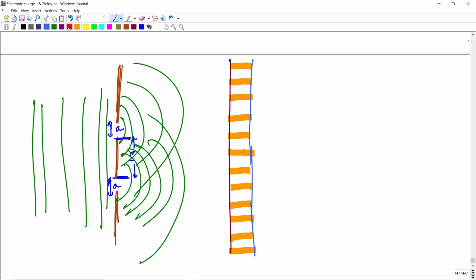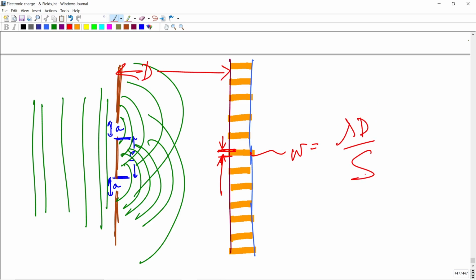Now we get the expression for the width of the fringes, W, which depends on the gap between the slits and D, so that is lambda capital D by S. That's very important for interference. If I combine interference and diffraction, a single slit also produces diffraction here. So that is an important concept. If I combine these two, what will happen?